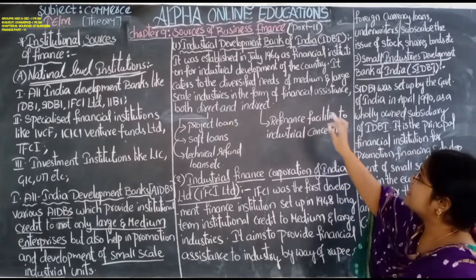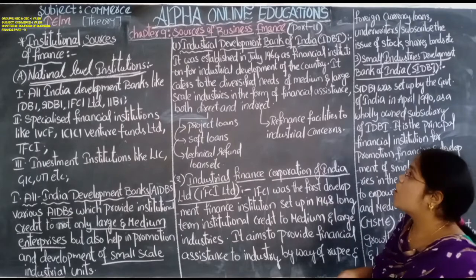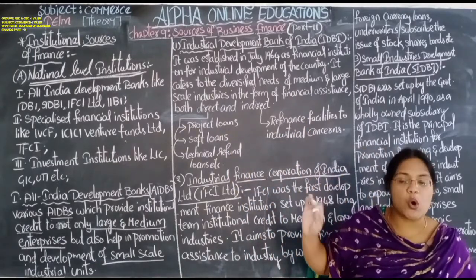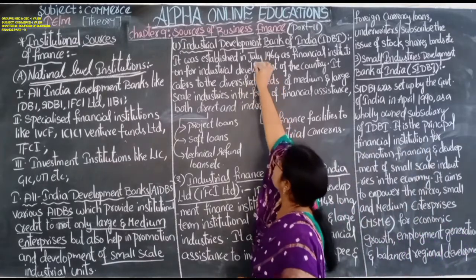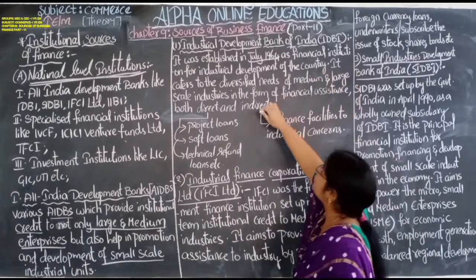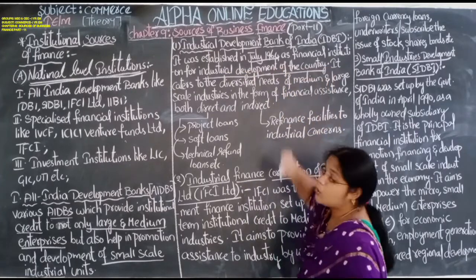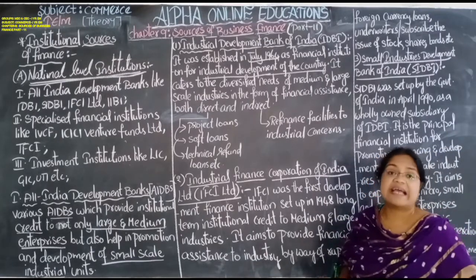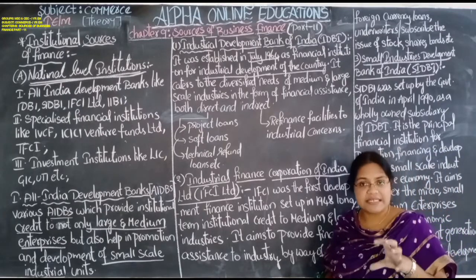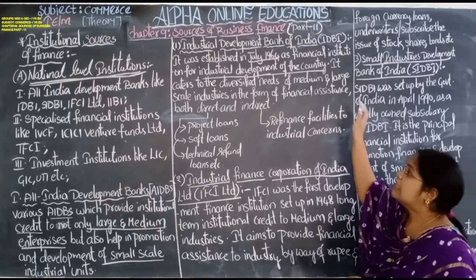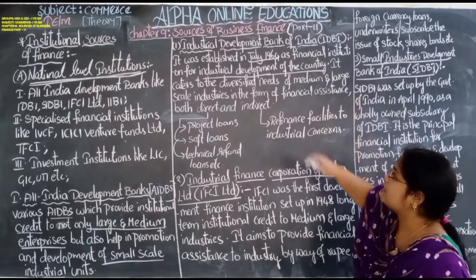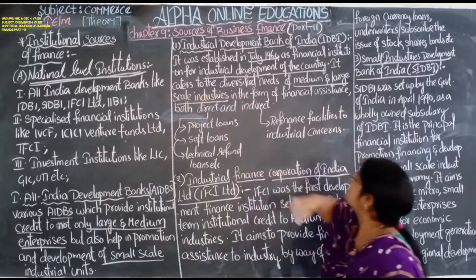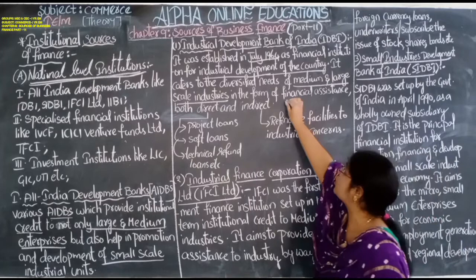The first one is the Industrial Development Bank of India, IDBI. It was started in order to develop industries by providing loans to industries. It was established in July 1964 as a financial institution for the industrial development of the country. It caters to the diversified needs of medium and small scale industries. It will provide funds for medium and large scale industries in the form of financial assistance.